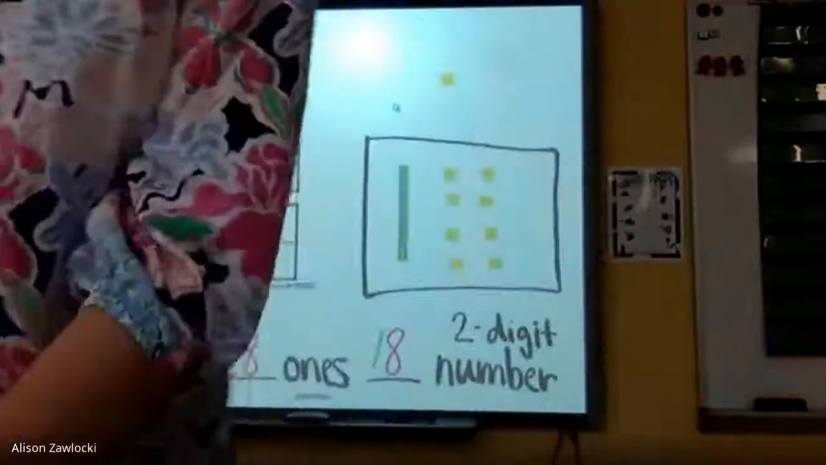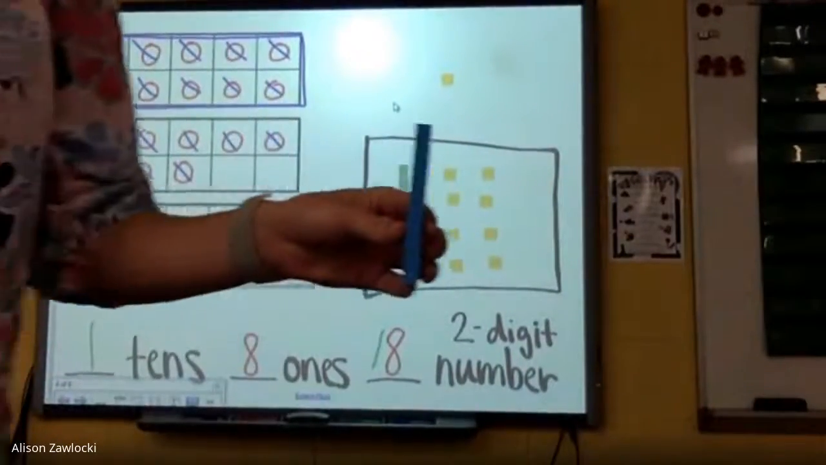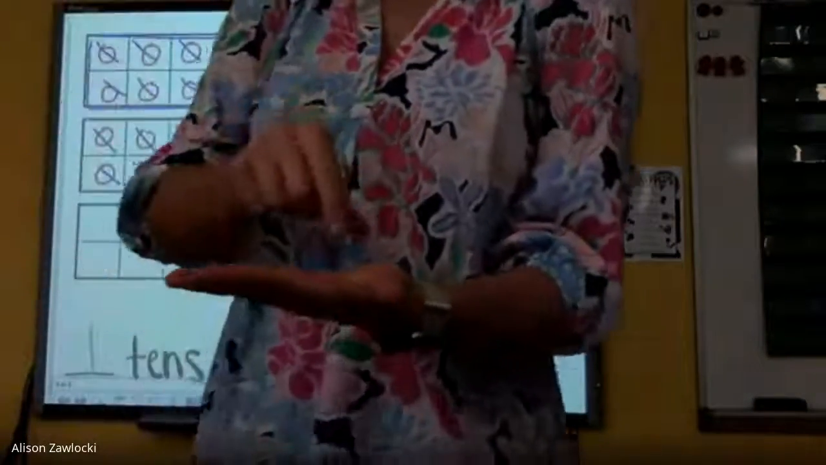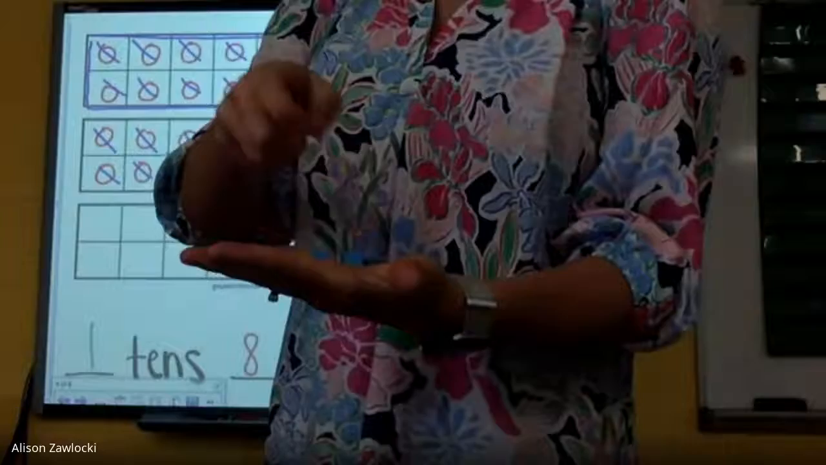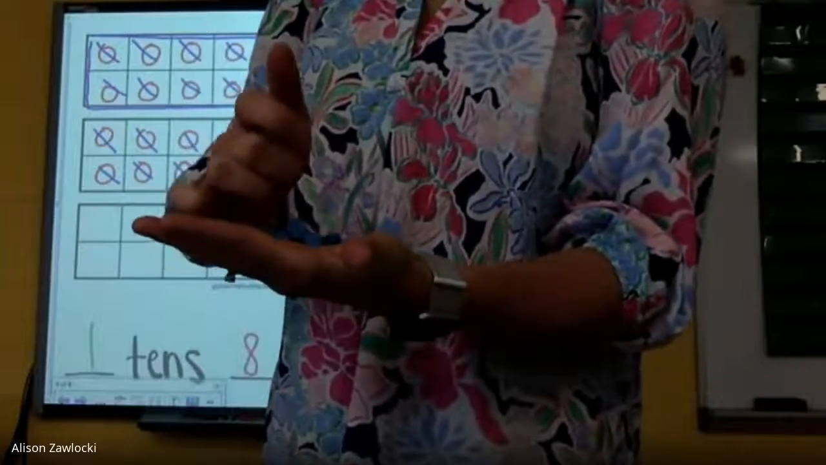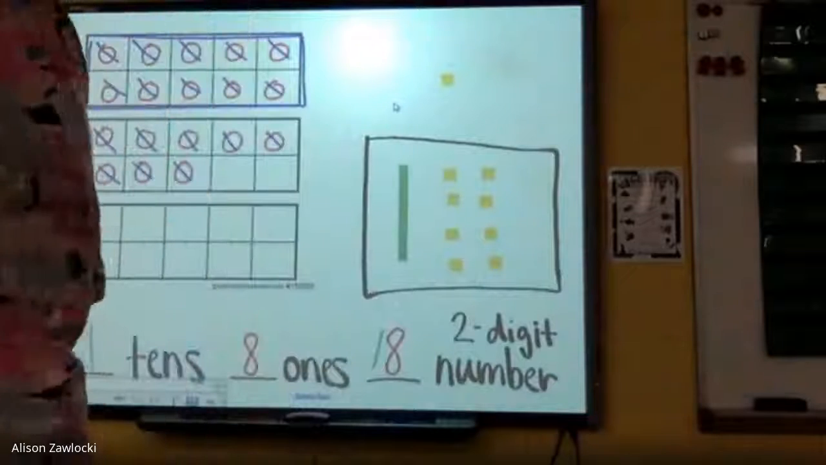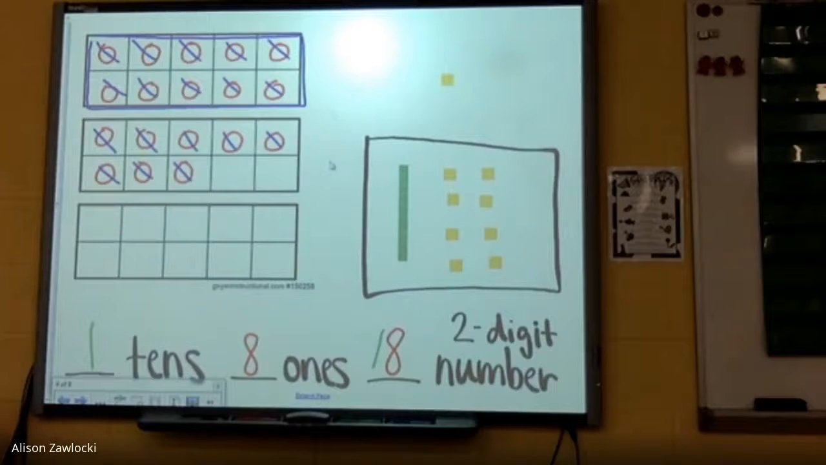I want you to go ahead and double check your math toolkit. Make sure you have 1 10 and 1, 2, 3, 4, 5, 6, 7, 8 1s. 1 10 and 8 1s. Very good. Our next one we're going to do this one together.